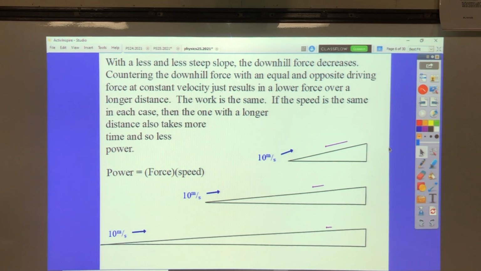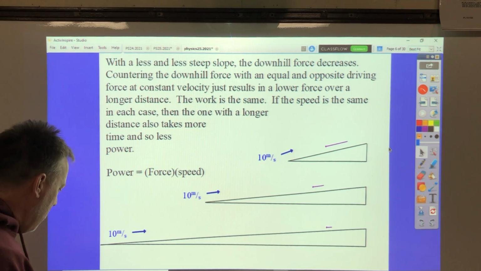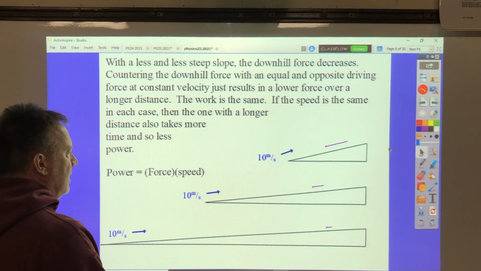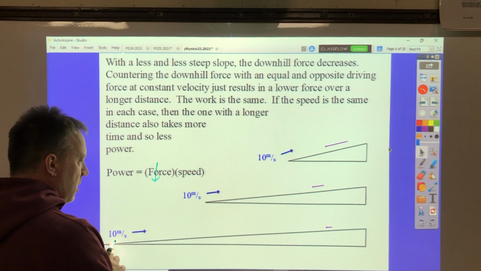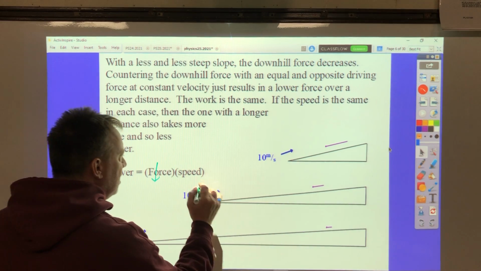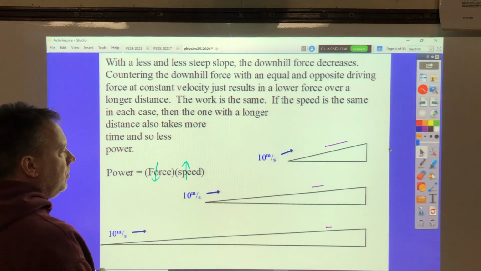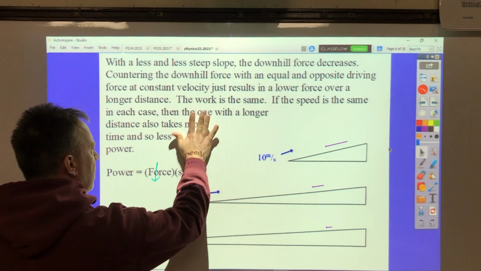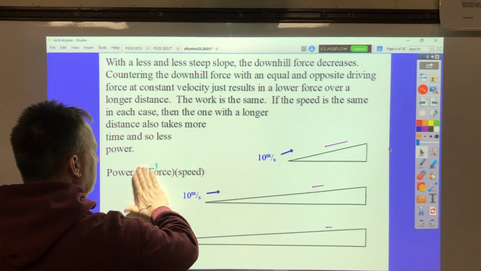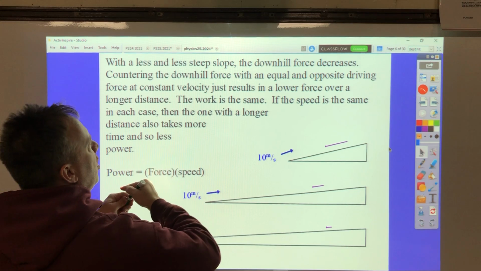Countering the downhill force with an equal and opposite driving force at a constant velocity just results in the lower force over a longer distance. So what's going on here is the force is less, but the distance is more. Oh, no, sorry. It says the work is the same.